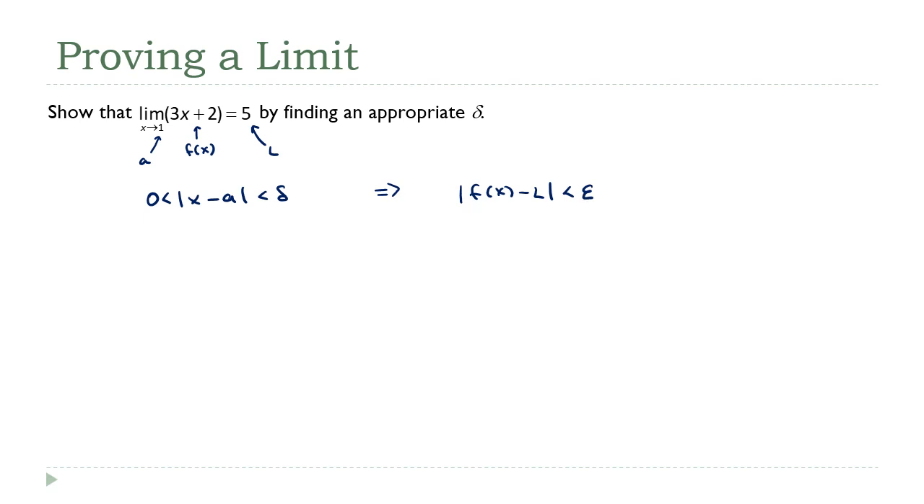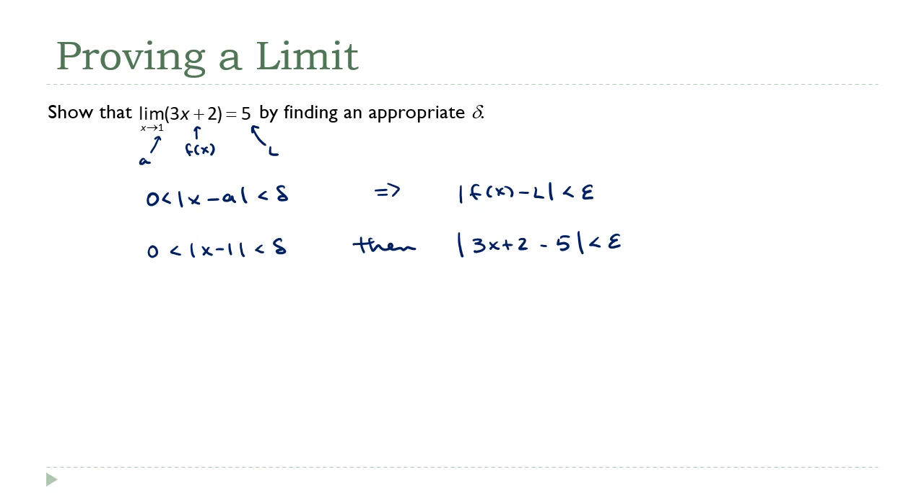All right, so let's put our values in here. What I'm saying is, for every number whose distance from 1 is less than delta, then the distance from 3x plus 2 to 5 has to be less than epsilon. I have to find a delta that guarantees that this is going to happen. And the way we do this is we do it a little bit backwards.